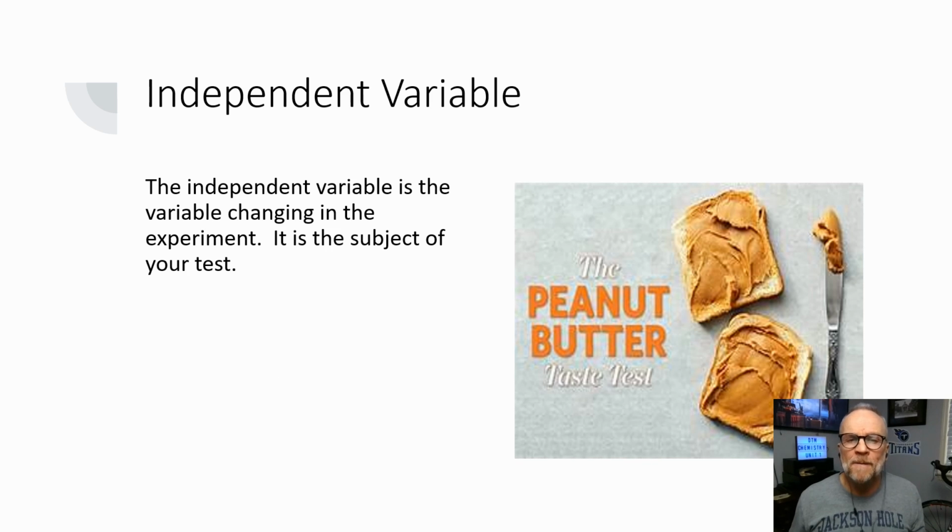Independent variable. The independent variable is a variable in the experiment. It is the subject of your test. That is the thing that you're testing. In this case, it's different types of peanut butter.